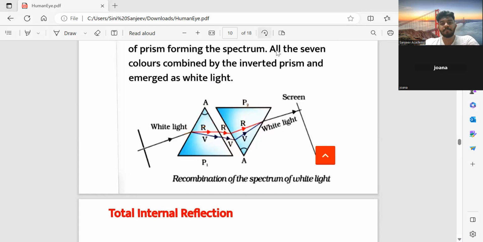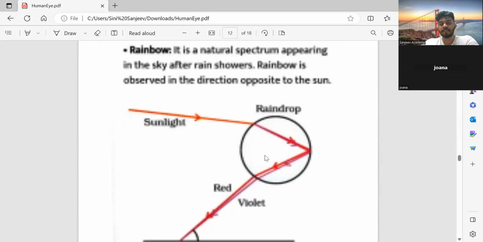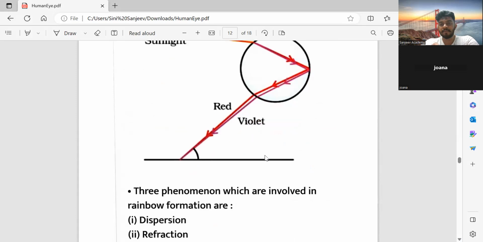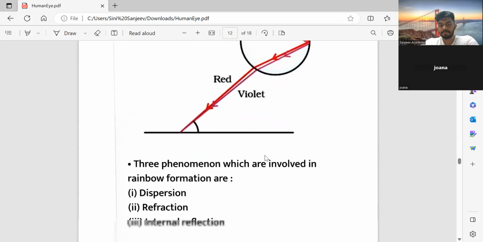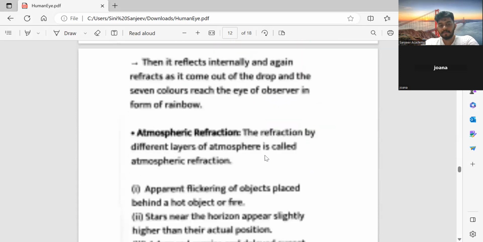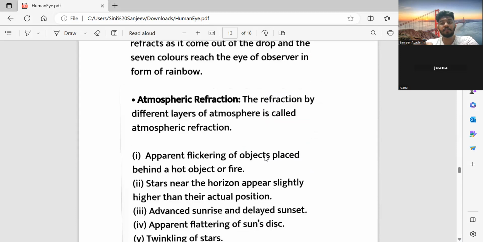Okay. It's not at all a big thing. It's a very small topic. So no need to take it as a huge thing. It's all silly topics, which is well below our level. So atmospheric refraction, even if you don't know the name, the name itself gives you the answer. The refraction by what? Different layers of atmosphere. That's it. Just add different layers in between. You'll get the answer.